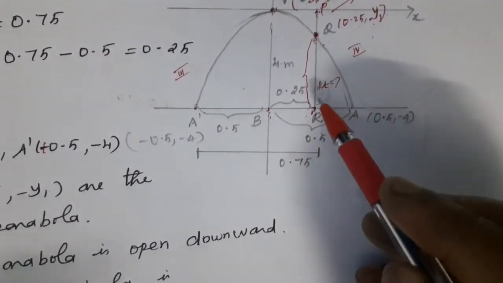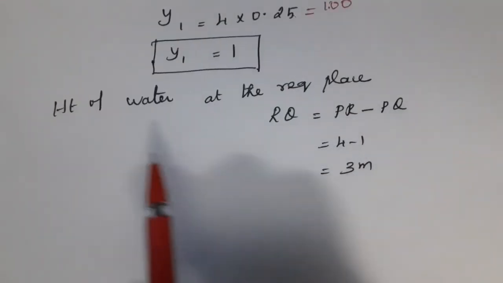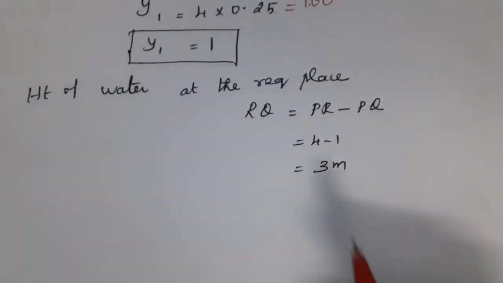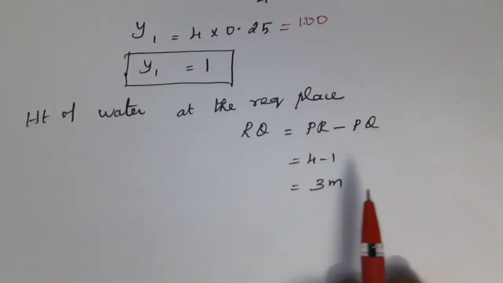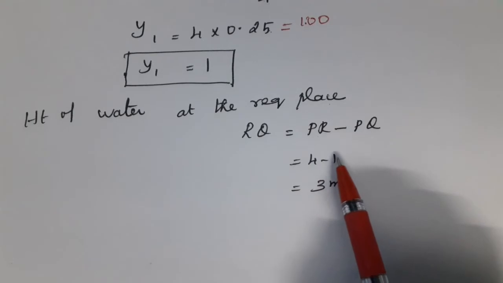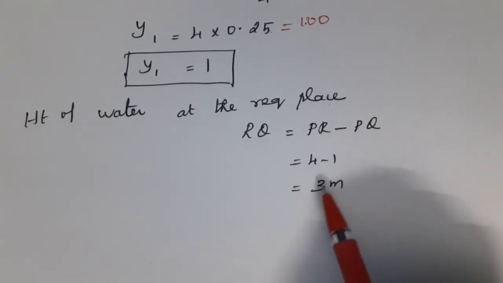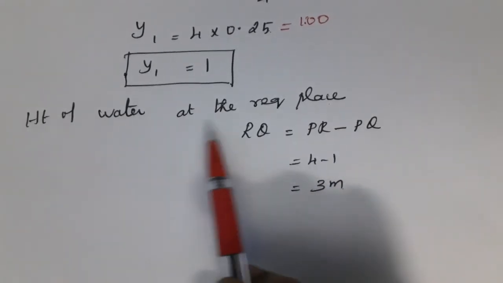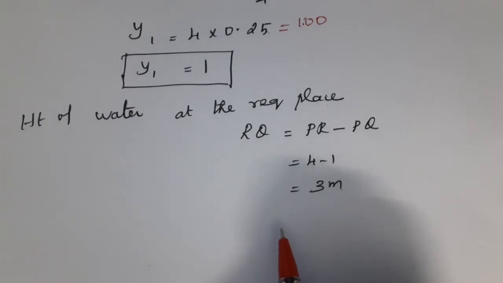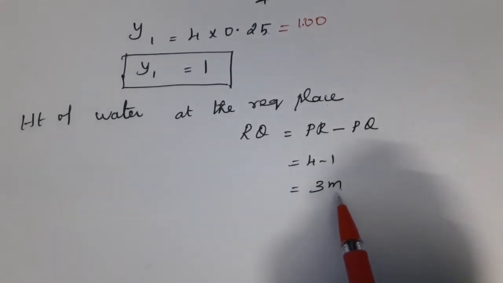QR distance. So now QR is the only thing we are going to find. Therefore, the height of the water at the required place, QR, equals PR minus PQ. PR is what? The maximum height is given in the question itself: the waterfall attains its maximum height of 4 meter. Now we have found the value, 1 meter. 4 minus 1 is nothing but 3 meter. Therefore, the height of the water at a horizontal distance of 0.75 meter from its origin is 3 meter only.